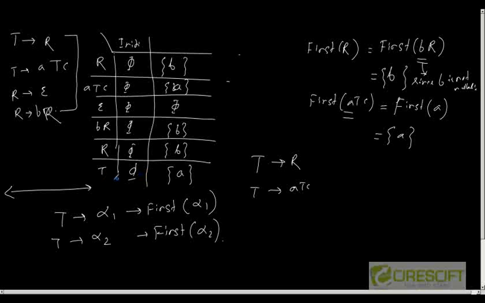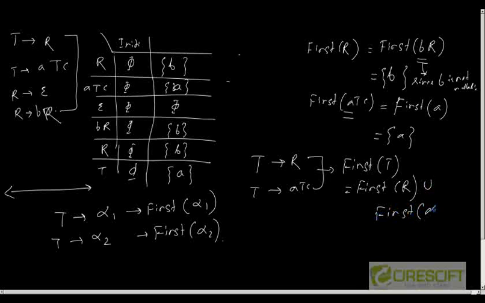So here, first of T I have just forgotten. First of T will be what? It will be first of R union first of ATC. Understood? And this ATC will come here. So in the second iteration you'll get that it will also get B. So T will have two disjoint sets.